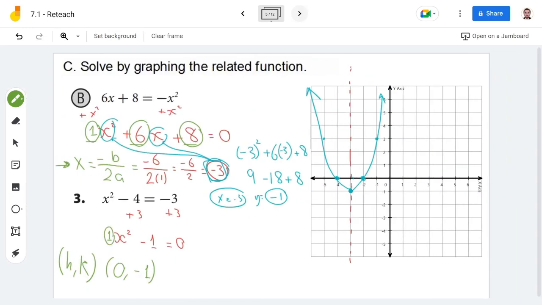Okay? So always the vertex will be (0, c), which is (0, -1). Now let's plot these points on the graph. Let me plot (0, -1) on the graph. It should be here. Now you can create the tables, x and y, to graph the function (0, -1). You pick 2 points less than, and you pick 2 points greater than.